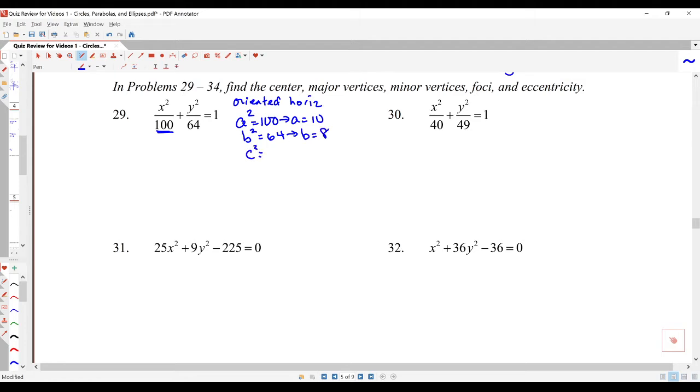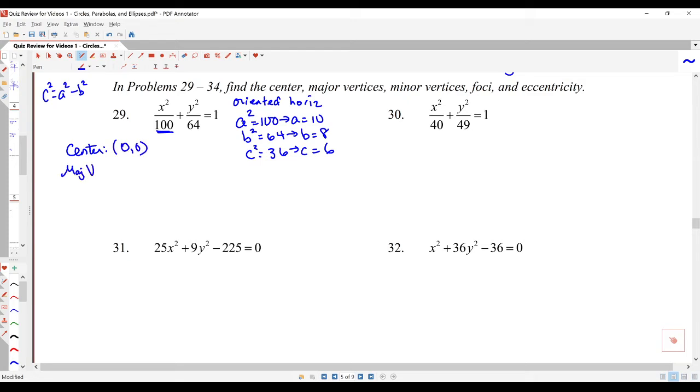And in this case, we're going to use the formula that c squared equals a squared minus b squared. That way we can quickly calculate that c squared is 36, and so c is 6. All right, so we're all set now. So now let's go back to the idea that there's nothing being subtracted from the x or the y. So my center is at 0, 0, the origin.